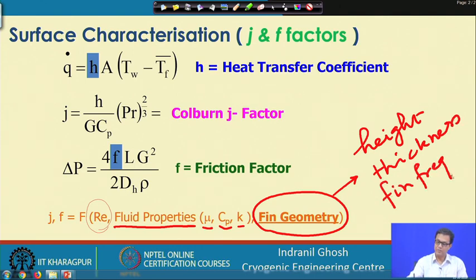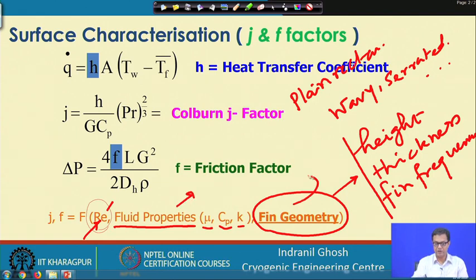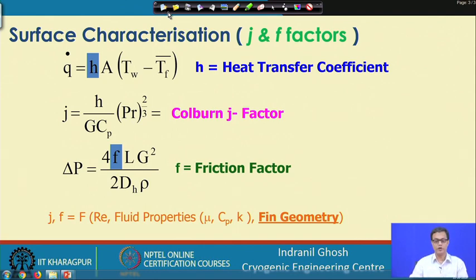These are the parameters which will be different for different types of fins. We have the wavy fin, the serrated fin, and other fin types, as we have shown just in the previous slides, say the plain rectangular fin and so forth. So, the j and f factors are a function of the Reynolds number, a function of the fluid properties, and a function of the fin geometry. As we can understand, different fin geometry will have different heat transfer coefficient and friction factor.